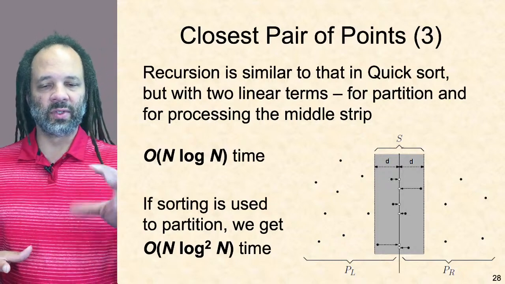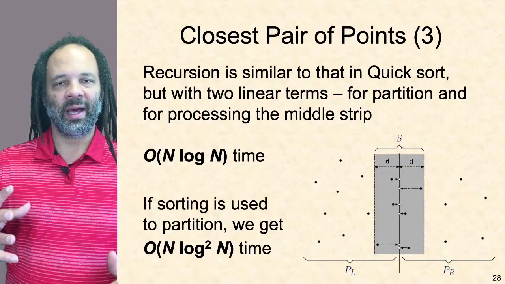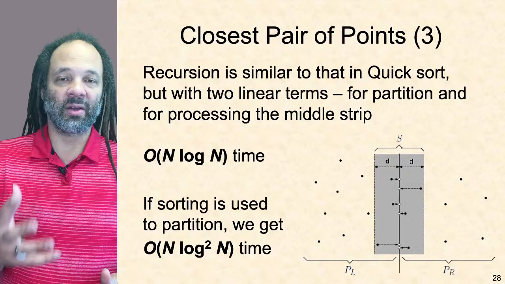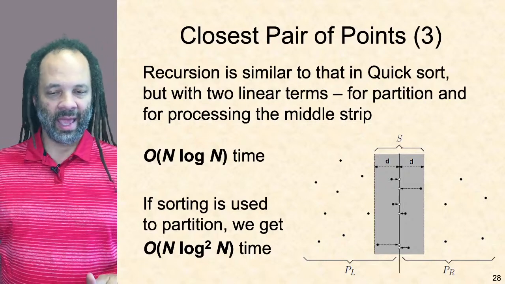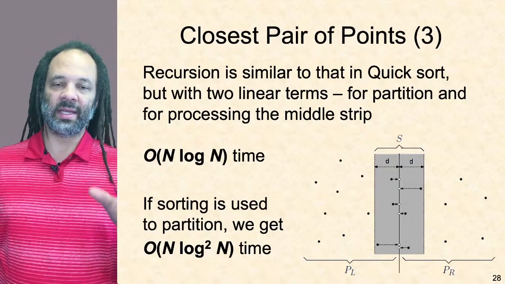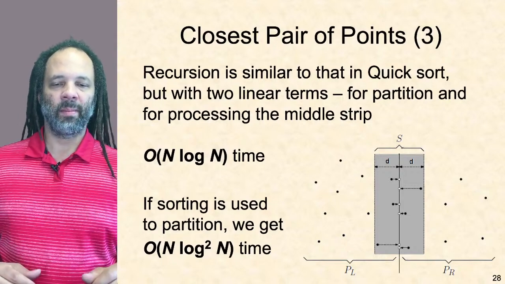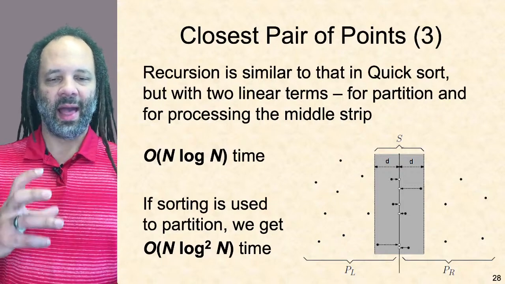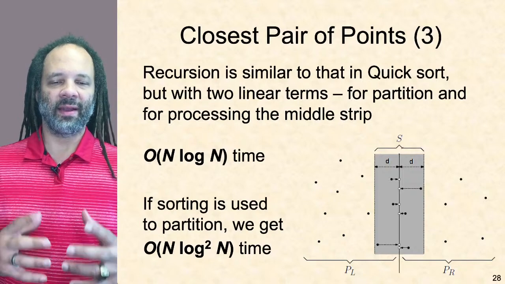If we were to sort it, we would get something like n log squared n. This is not n times log of n squared. This is n times log squared of n. But this is the way that this algorithm is used to find the closest pair of points.